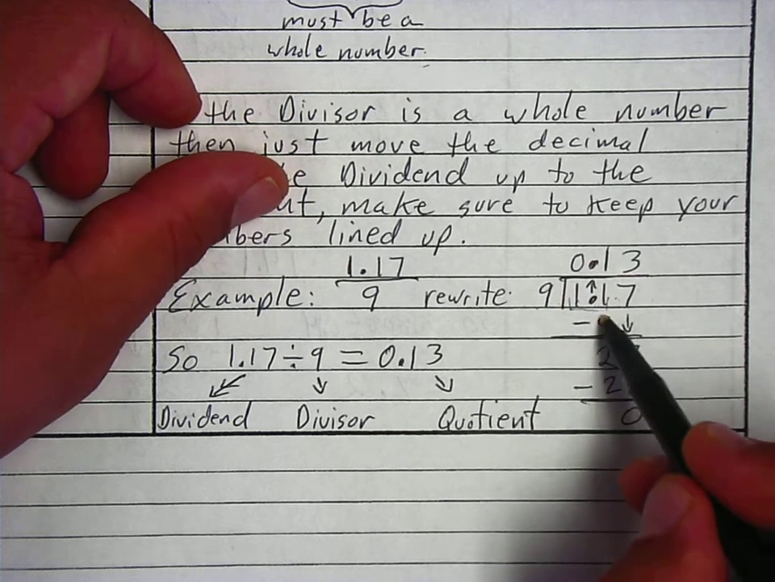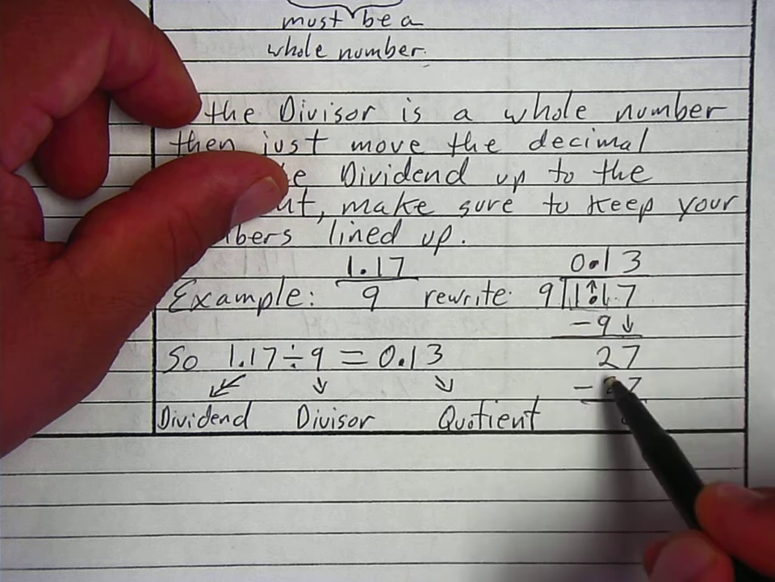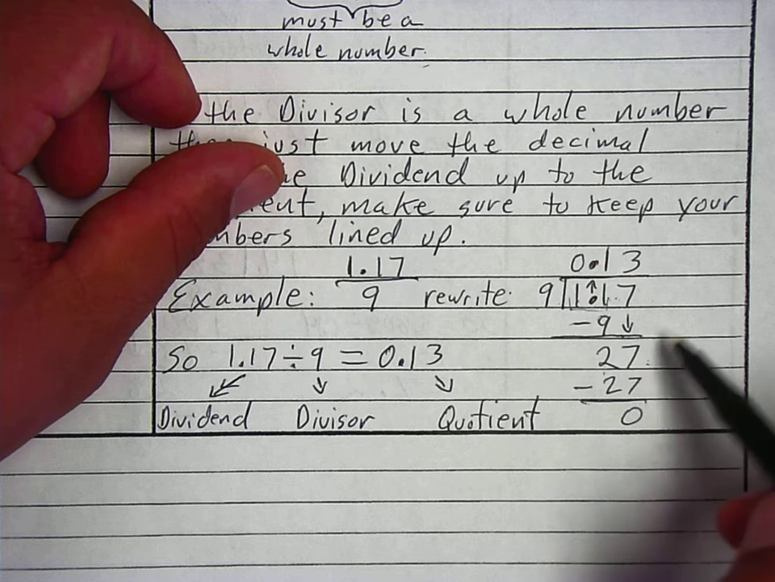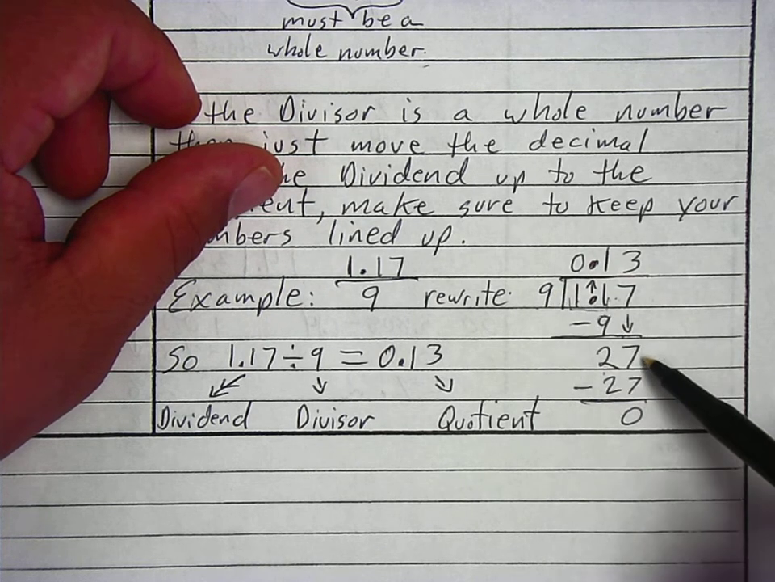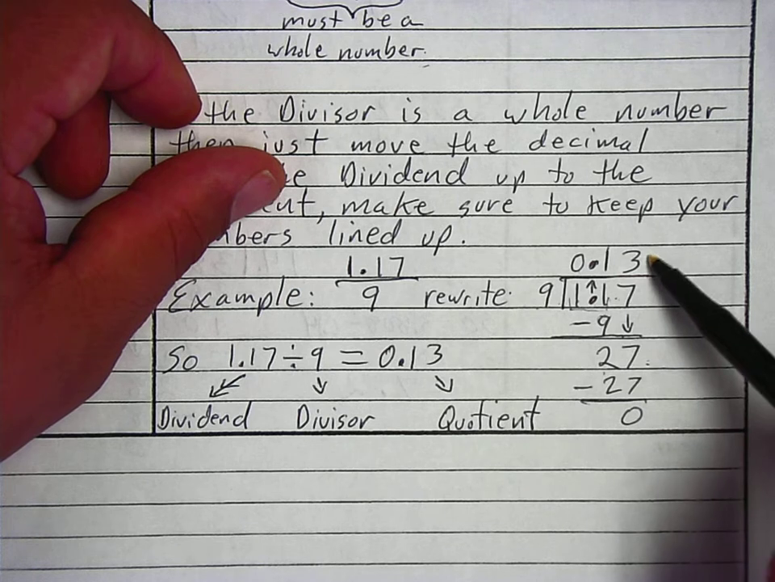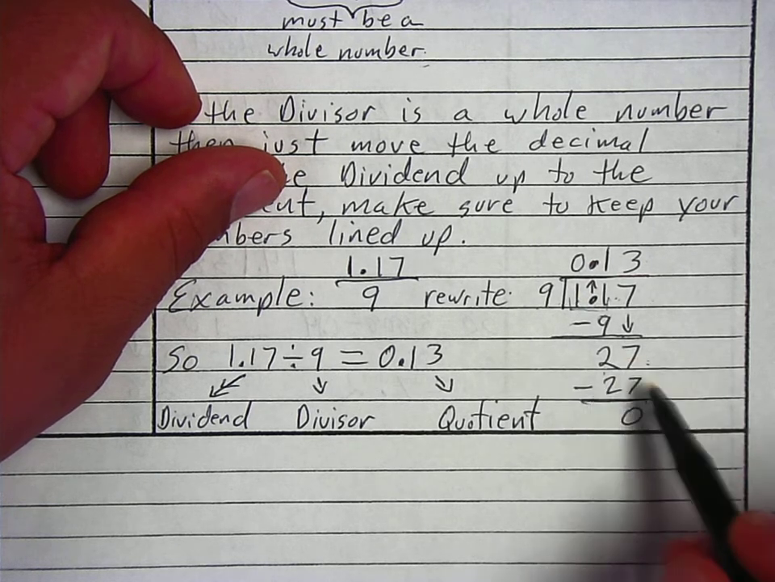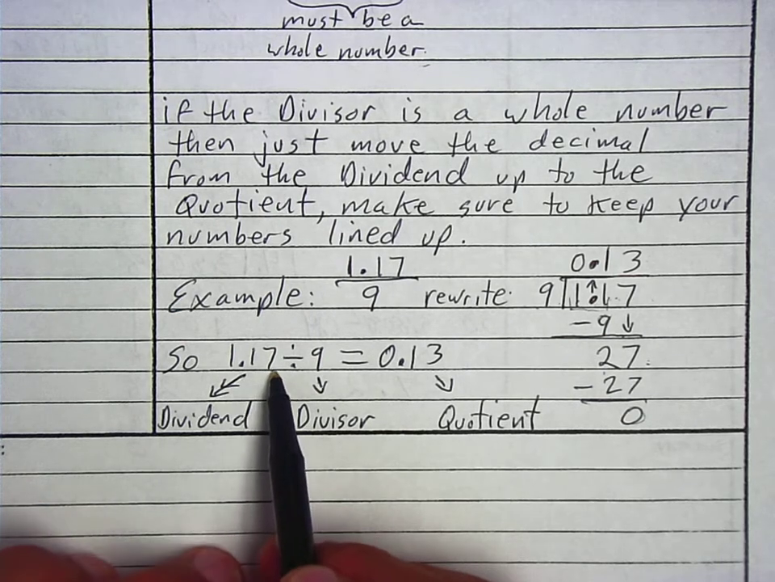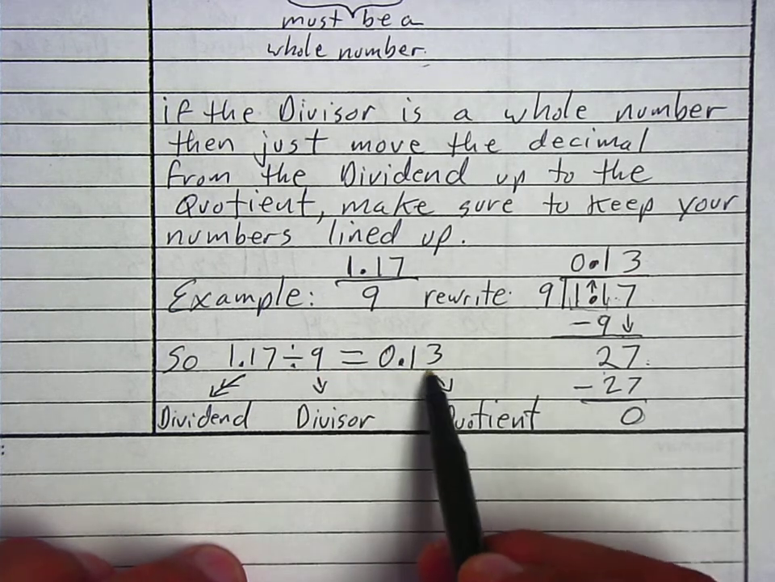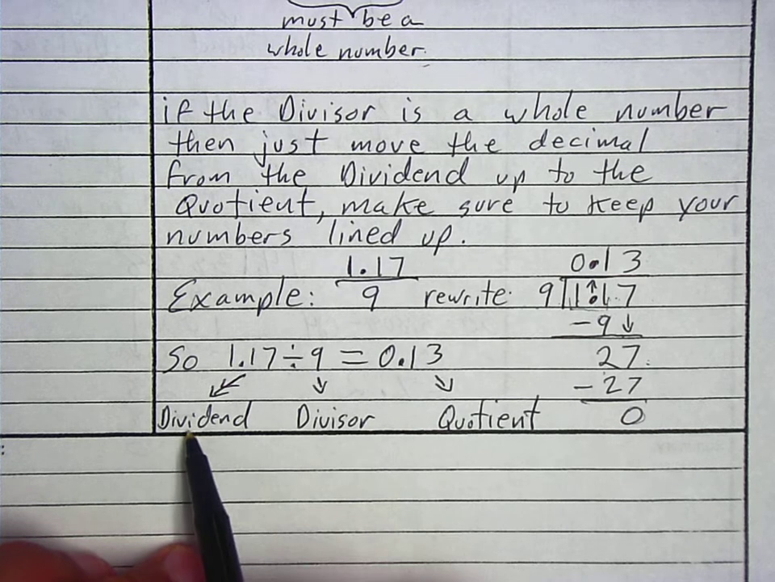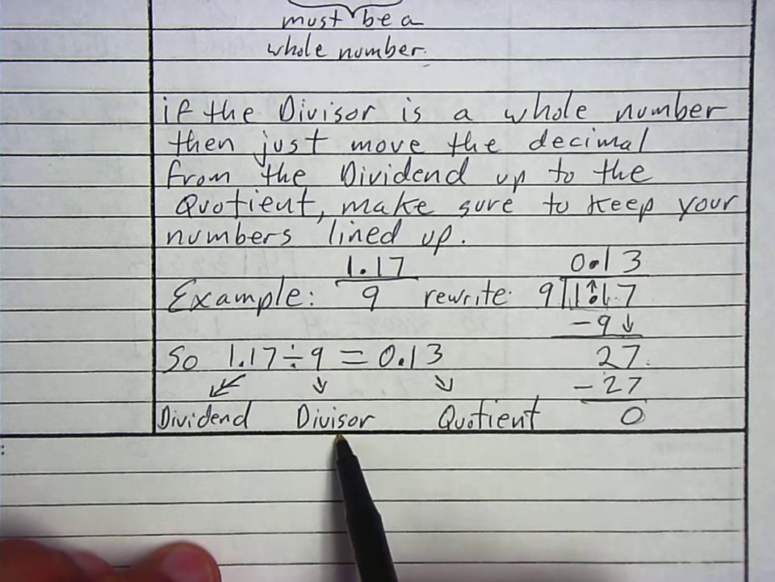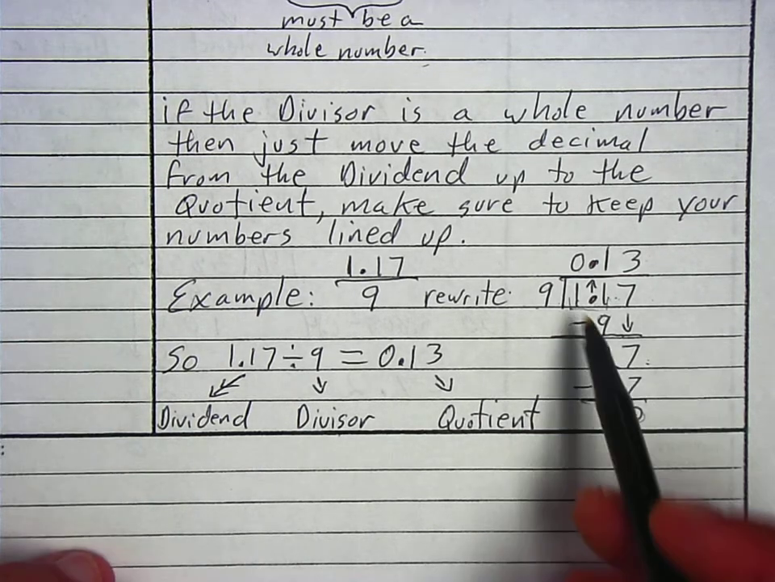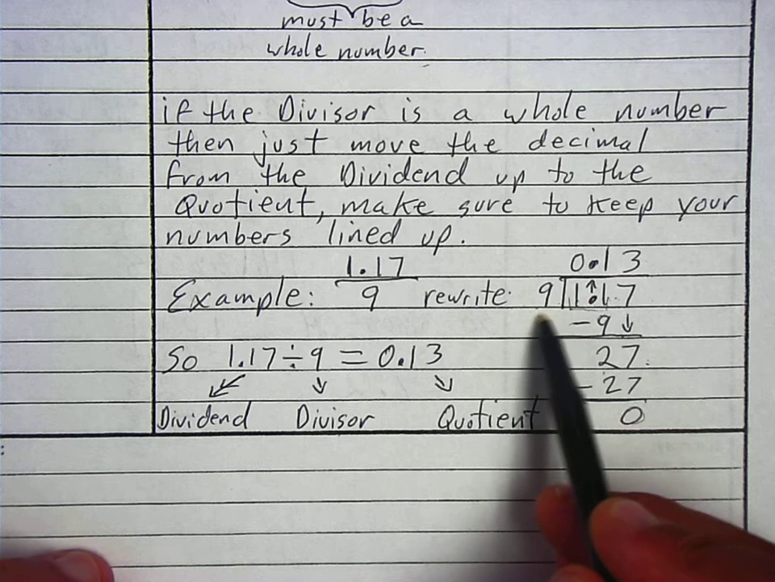1 times 9 is 9, and now 11 minus 9 is 2. Now you bring this 7 down, so now you have 27. How many times does 9 go into 27? That would be 3 times. 3 times 9 is 27, then 27 minus 27 is 0. As you can see, 1 and 17 hundredths divided by 9 is equal to 13 hundredths. This was your dividend, this was your divisor, and this is your quotient. And this is how you would divide if your divisor is a whole number.